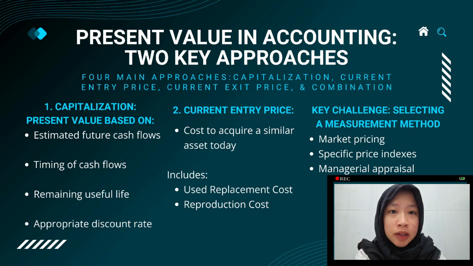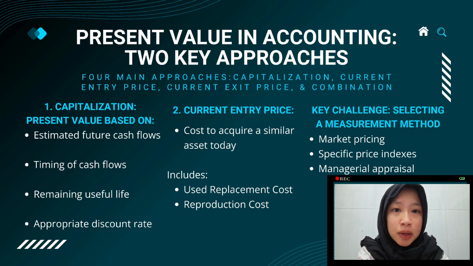Okay, I want to explain about present value in accounting. Two key approaches. Present value in accounting can be assessed through four main approaches: capitalization, current entry price, current exit price, and a combination of the three. First, capitalization. This method calculates the present value of an asset based on the expected future cash flow resulting from its use or disposal. Four key variables are needed.